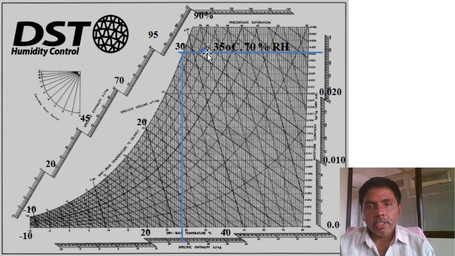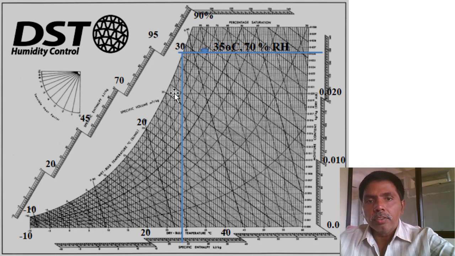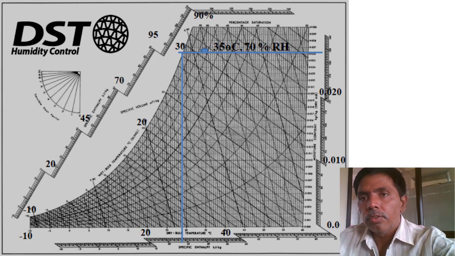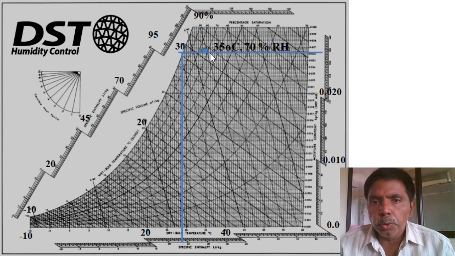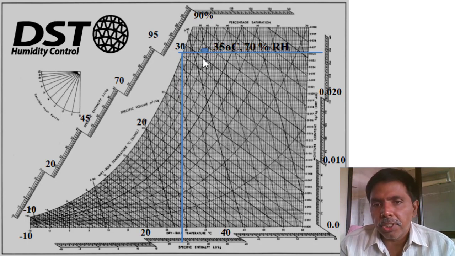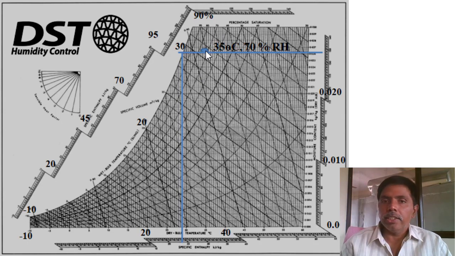How we marked? Just the 70 relative humidity line and these two lines on the psychrometric chart, dry bulb temperature is 35 and relative humidity is 70. Here it is intersected. Once you mark the condition, what are the questions they asked?